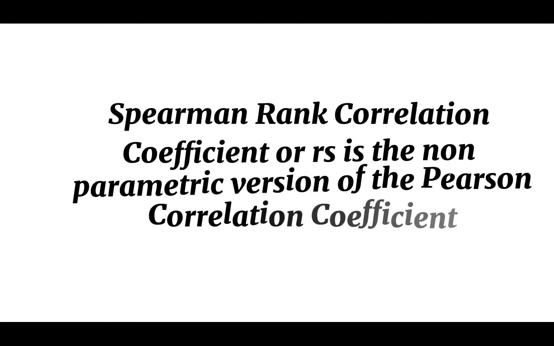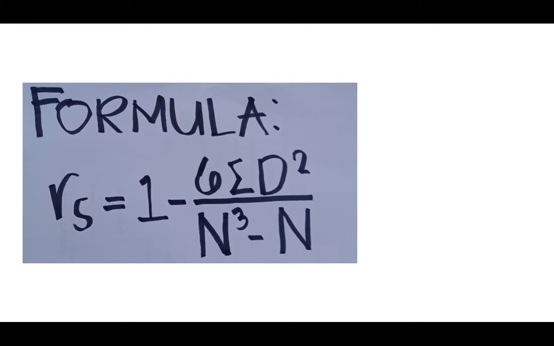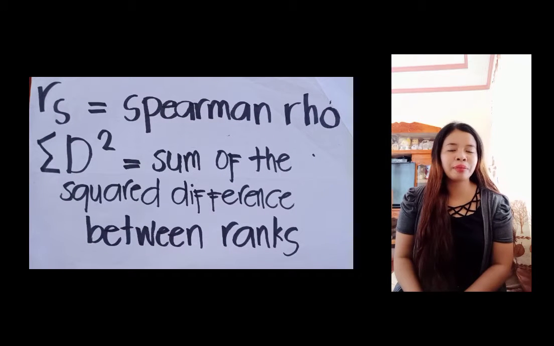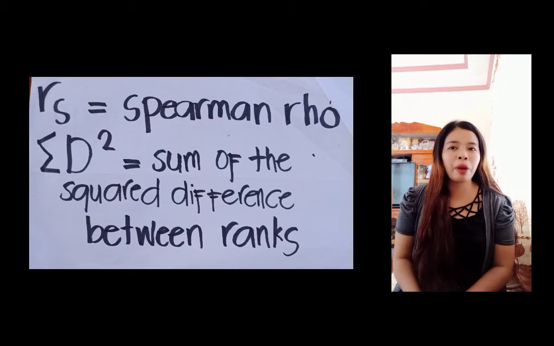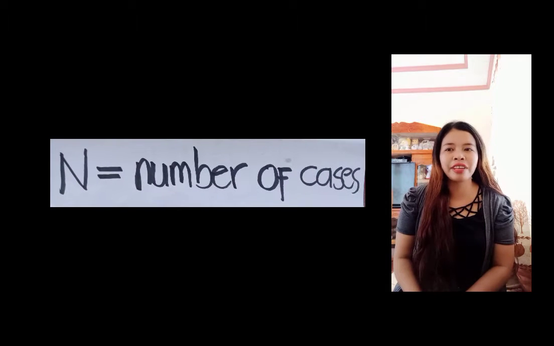Spearman rank correlation coefficient, or RS, is the non-parametric version of the Pearson correlation coefficient. So this is the formula of Spearman rho. RS is equal to 1 minus 6 summation of d squared over n cubed minus n, where RS is the Spearman rho, the summation of d squared is equal to the sum of the squared differences between ranks, and n is the number of cases.